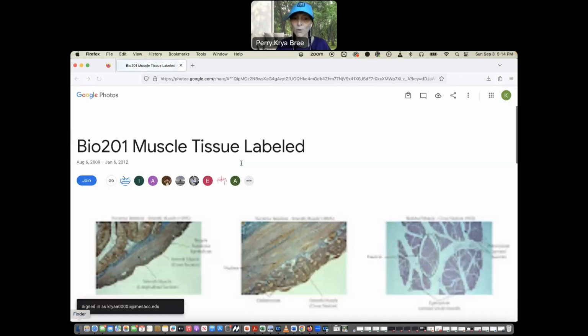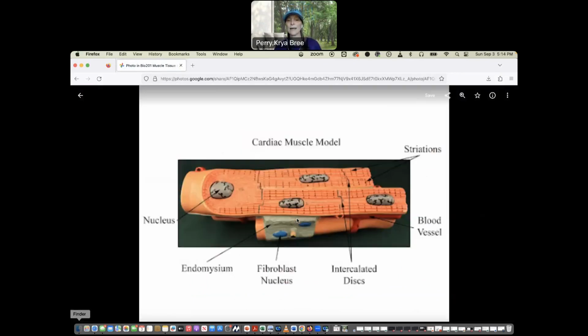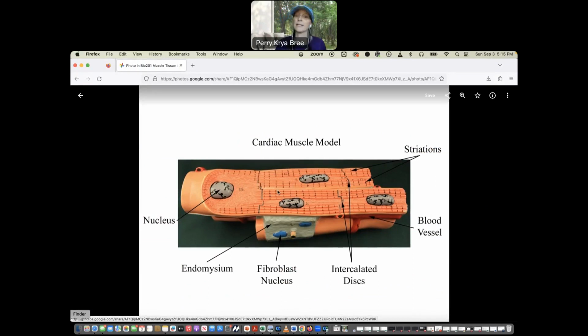So I want to go ahead and show you really quickly, briefly, because I forgot to show you the models last time. And sometimes we do use the models on exams. They're nice and easy to show things like intercalated discs. So again, if you got this muscle model and you're like, I don't know what this is, okay? Ask yourself, does it have striations? If it has striations, it's either skeletal or cardiac, okay?